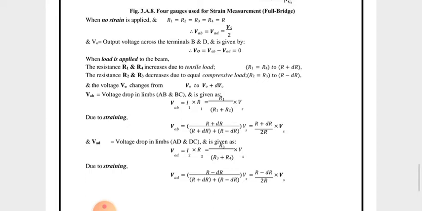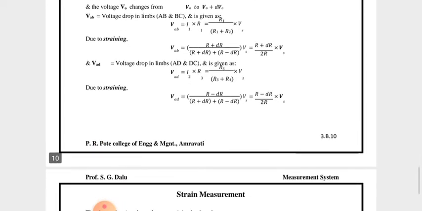VAD, the voltage drop across limb AD, is given as VAD equals I2 into R3, that is R3 by R3 plus R4 into Vs. Due to straining, VAD equals R minus dr upon R plus dr plus R minus dr into Vs. So VAD equals R minus dr upon 2R into Vs, due to the straining.